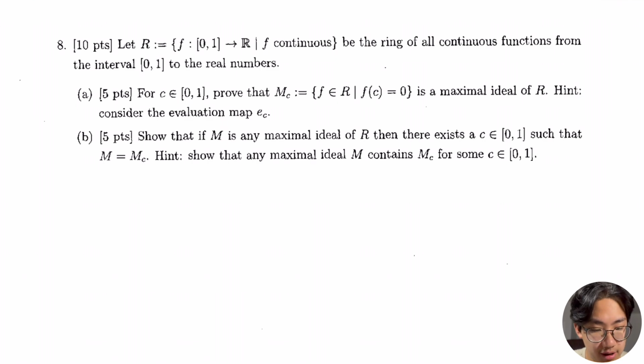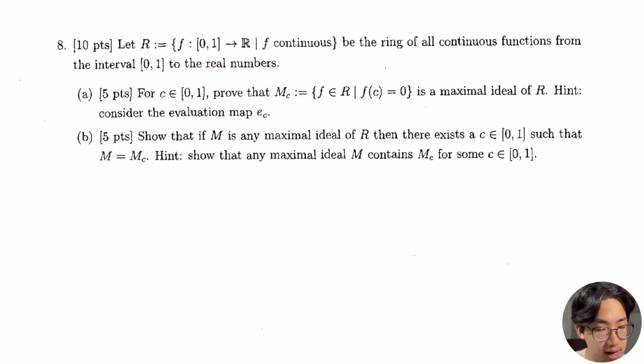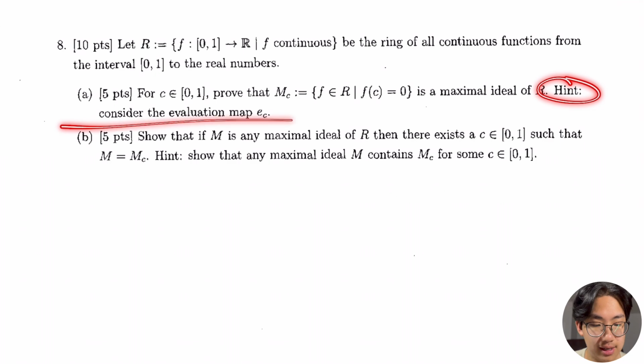Question 8. Let R be the ring of all continuous functions from the interval 0 to 1 to the real numbers. Let's take a look at part A. For any element c in this interval, we want to prove that the set M sub c, defined as the set of functions f in R such that f(c) is equal to 0, is a maximal ideal of R. The hint is to consider the evaluation map at c, which is a very helpful hint. So let's begin.